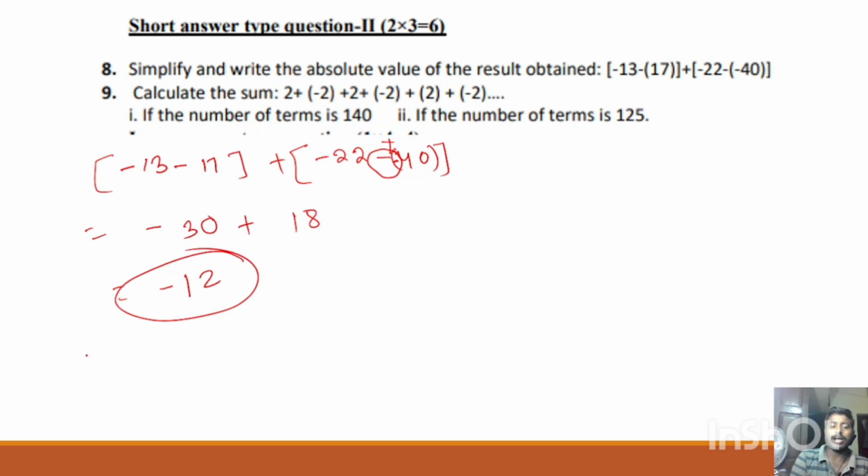-12. And what is the absolute value of -12? Now absolute value of -12 is only 12. Now next question number 9.